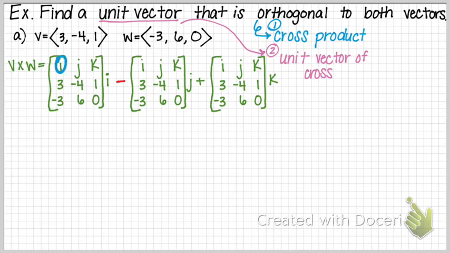So in this first one, we're trying to find I. So we'll cross out I's row and column. Here we're trying to find J, so we'll cross out J's row and column. Over here we're trying to find K, so we'll cross out K's row and column.